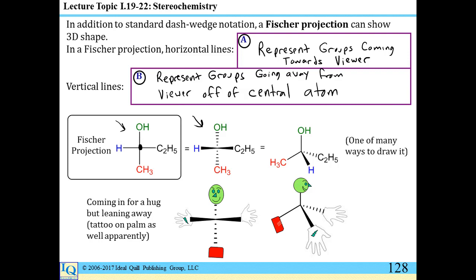It's important to be able to draw Fischer projections and interconvert between those and our traditional wedge and hash line structure we've seen so far.